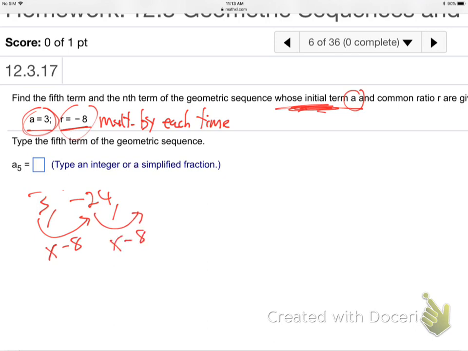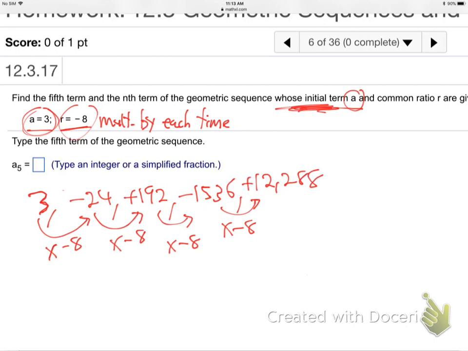So, plus 24 times 8. So, 192. So, positive, huh? Because it's negative times negative. And then times -8 again. And that's something very big. 1536, negative. And then one more time, times -8. And I'm getting 12,288, and it's positive. See how they go positive, negative, positive, negative, positive? Because you're multiplying by a negative, so that just changes the sign back and forth.